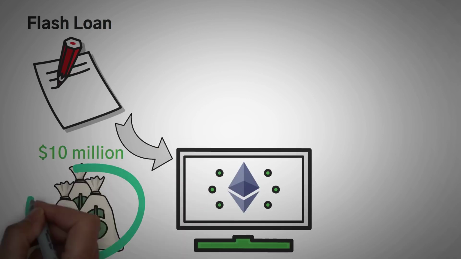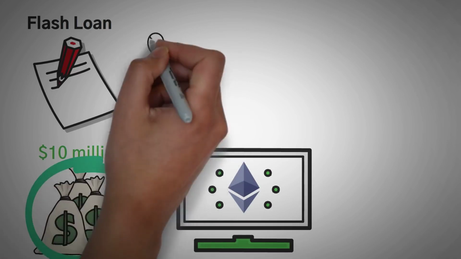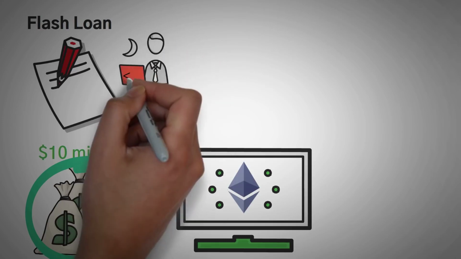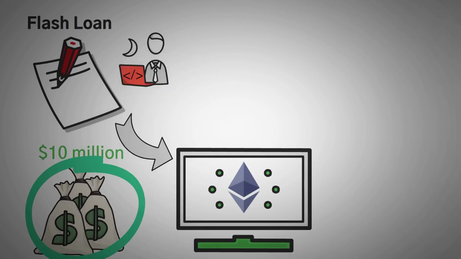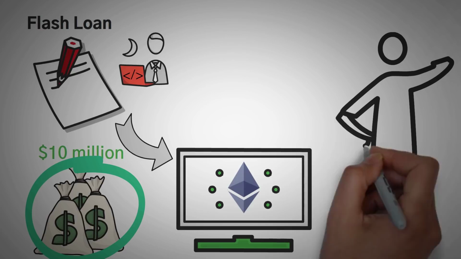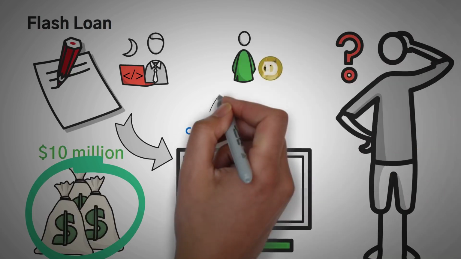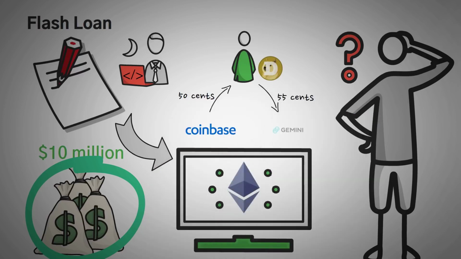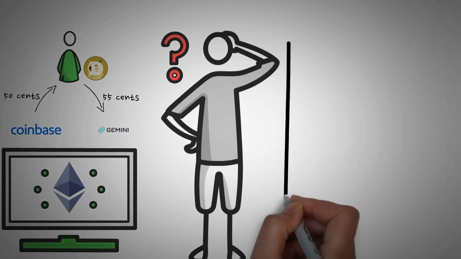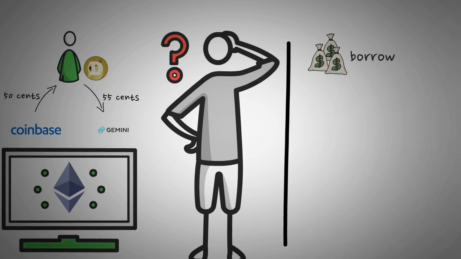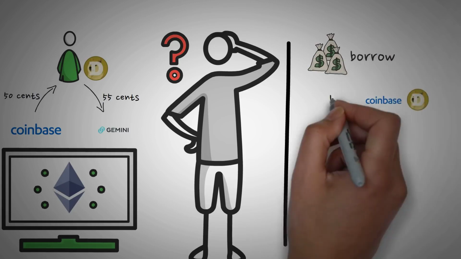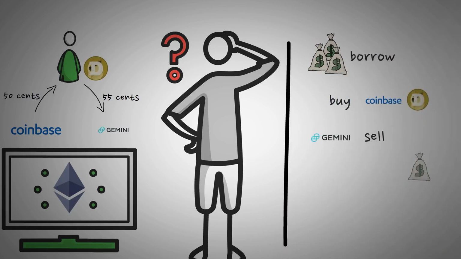That's right, you can borrow millions of dollars to do something for you on the Ethereum network if you know how to code it. So here's the catch. All of the money must be paid back. So you may be wondering, why would we want to do this? Well, imagine you could buy some Dogecoin for 50 cents on Coinbase and then sell it for 55 cents on Gemini. You could theoretically borrow $10 million and buy a whole bunch of Dogecoin on Coinbase and then sell it to Gemini and then pay back the original loan of $10 million with some interest.